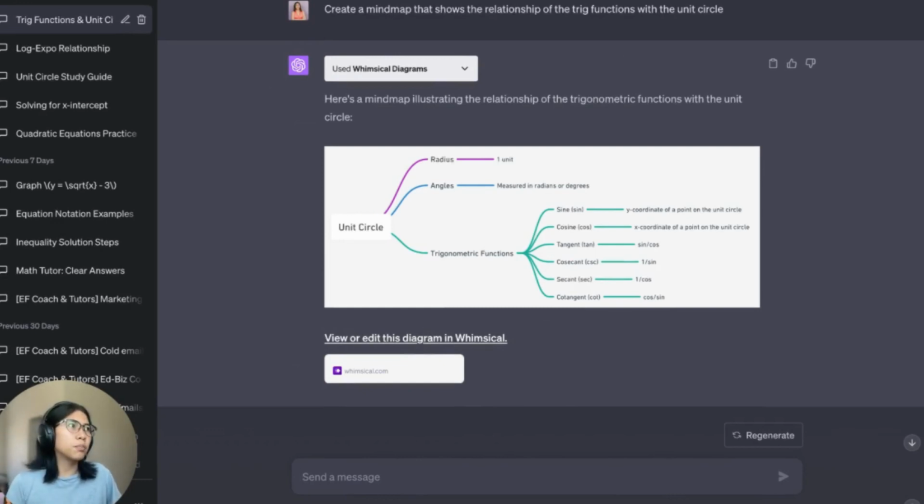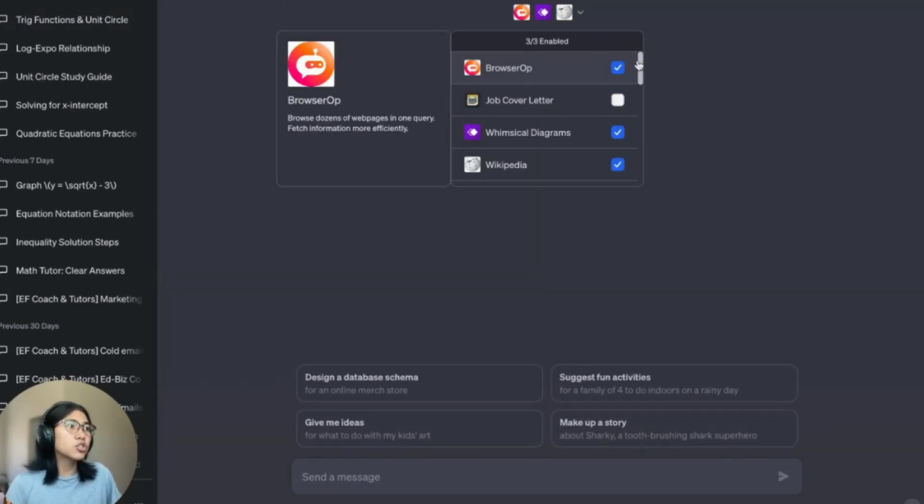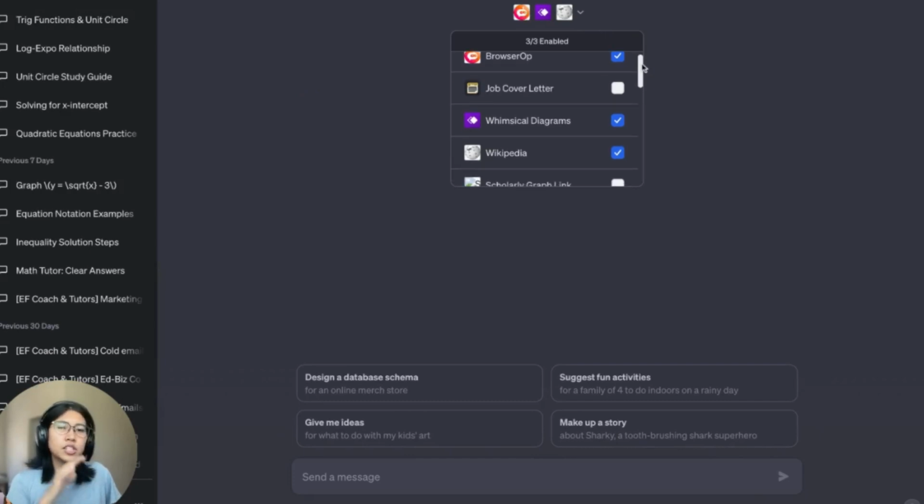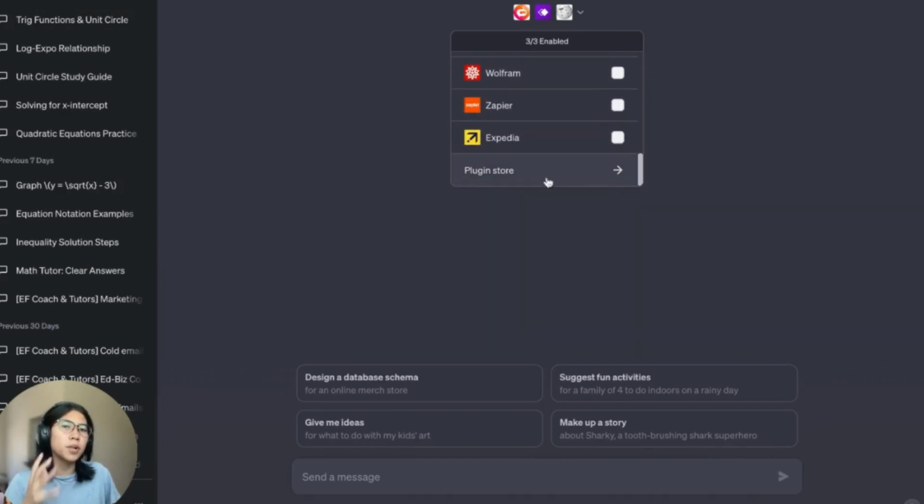One last tip about plugins is whenever you make a new chat, you can enable these plugins, and there's a bunch in here that each of these you have to download. And to see the rest of the plugins, you can just go to the plugin store, download the ones that you like, and for each chat, you can only enable up to 3 of these plugins.